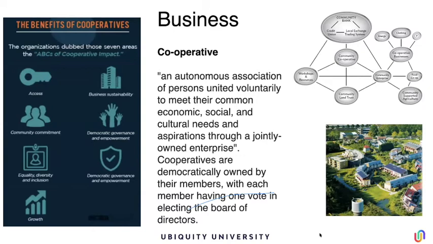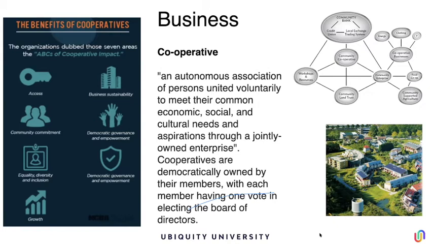So in a business, the cooperative, a definition of a cooperative from the association: a cooperative is an autonomous association of persons united voluntarily to meet their common economic, social, and cultural needs and aspirations through a jointly owned enterprise. So cooperatives are owned by their members. You remember the credit union was like a financial cooperative, and every member has one vote to elect the board of directors.